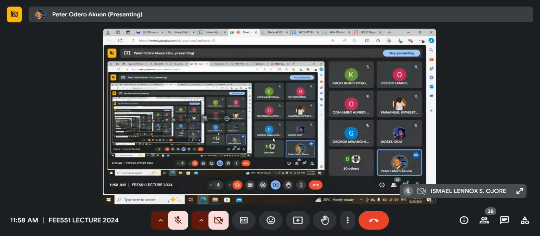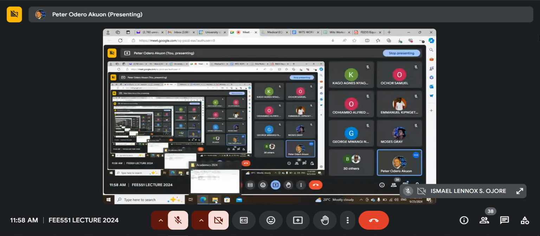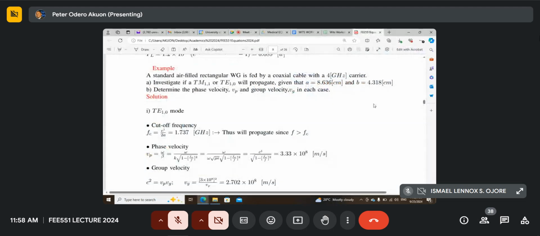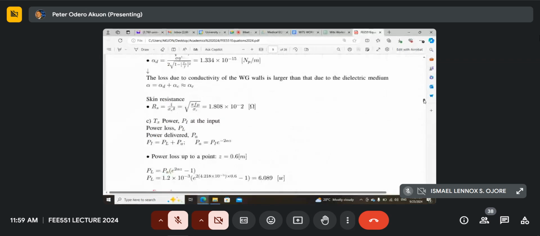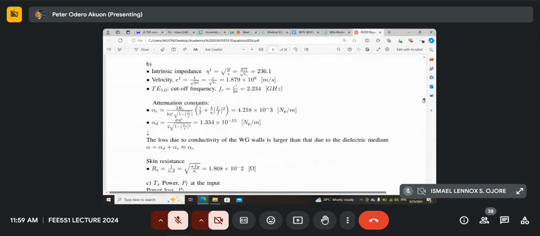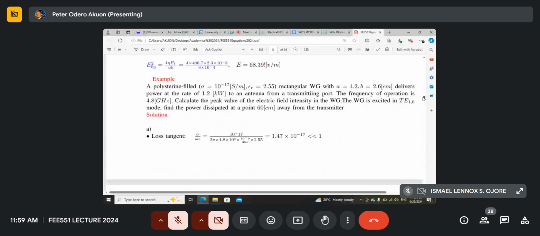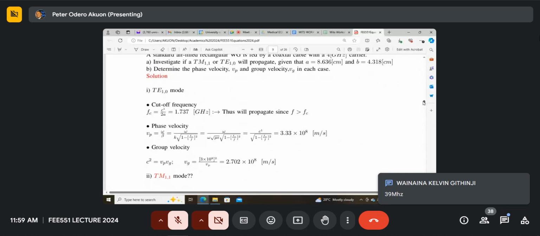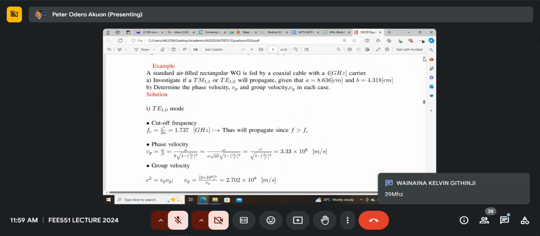But yeah, I hope I'm audible. Anyone there? Yes, could you kindly go back to the, yeah. I thought maybe the internet was cut off. So TM11, or you want to see the formula for the cutoff? You're not used to it yet. I was looking at the dimensions A and B. Oh, you want to look at A and B. A and B is 8.6, 4.3.